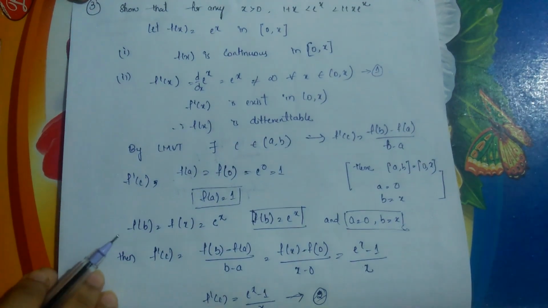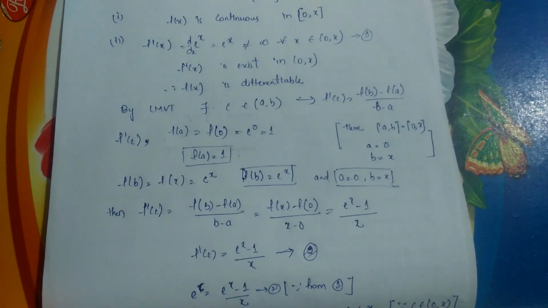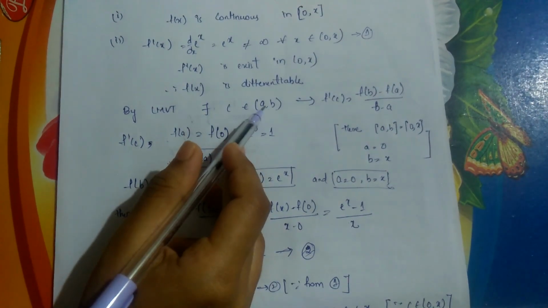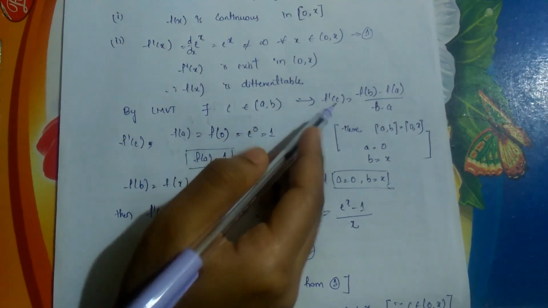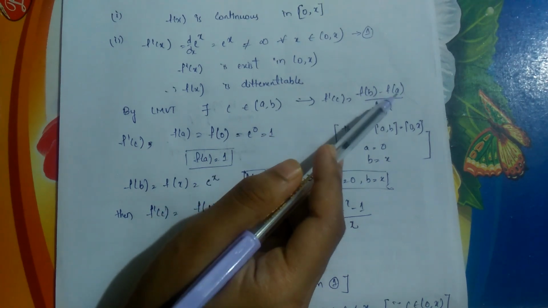Then by Lagrange's mean value theorem, there exists a point c belonging to the open interval a and b, such that f dash of c is equal to f of b minus f of a by b minus a.